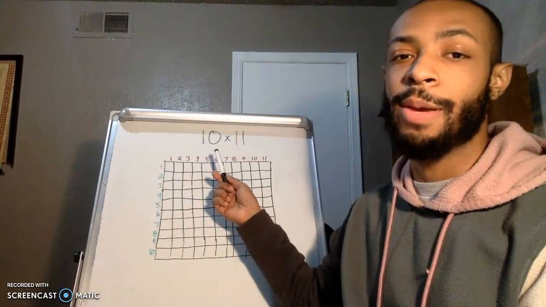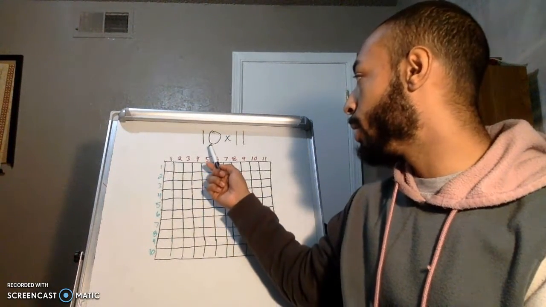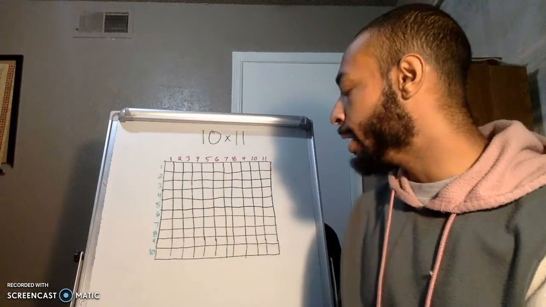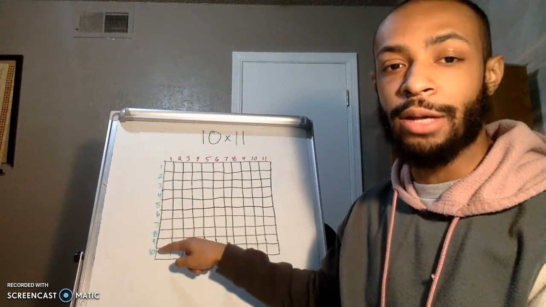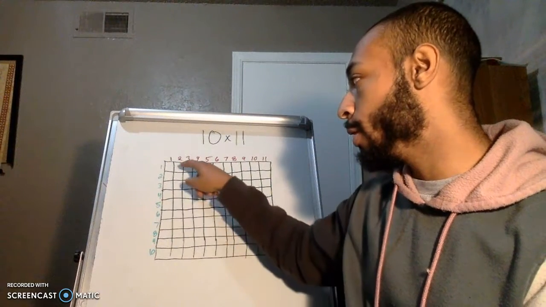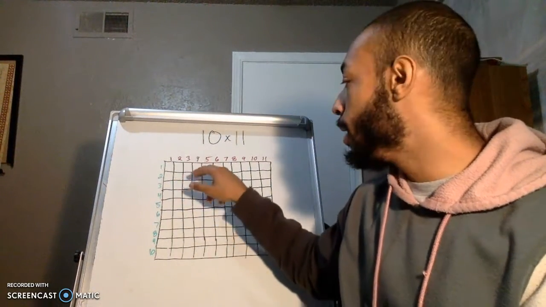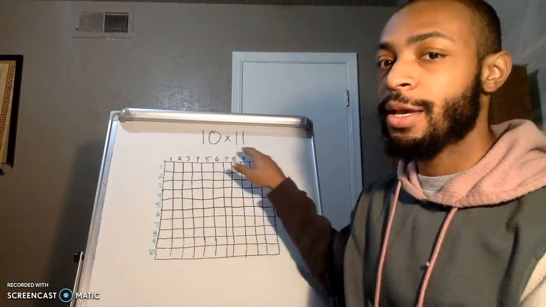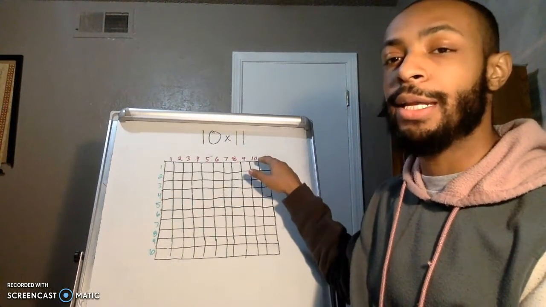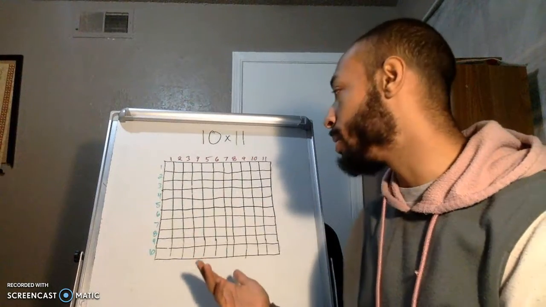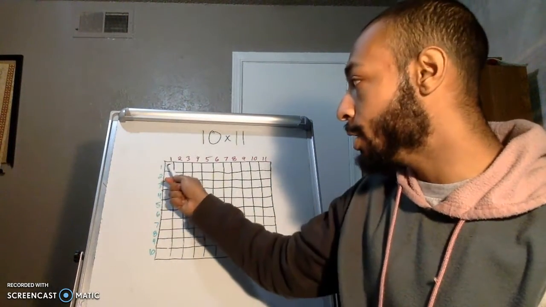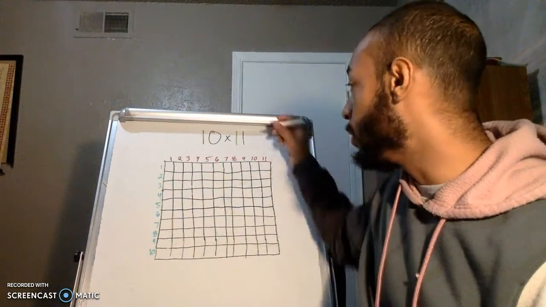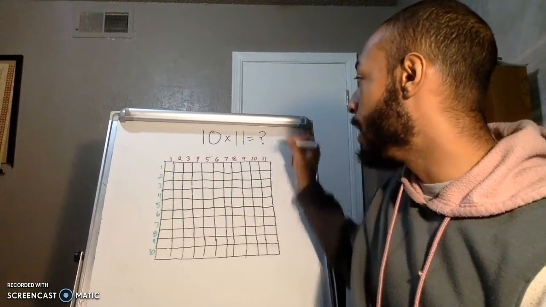So here you can see my problem that I've constructed is 10 times 11. What I've done here is I've made 10 rows down of equal distance. We'll say that they're equal. And then on the x-axis I went across and made 11 equal spaces. This is going to allow us to count each individual square on the chart and come up with our solution to 10 times 11.